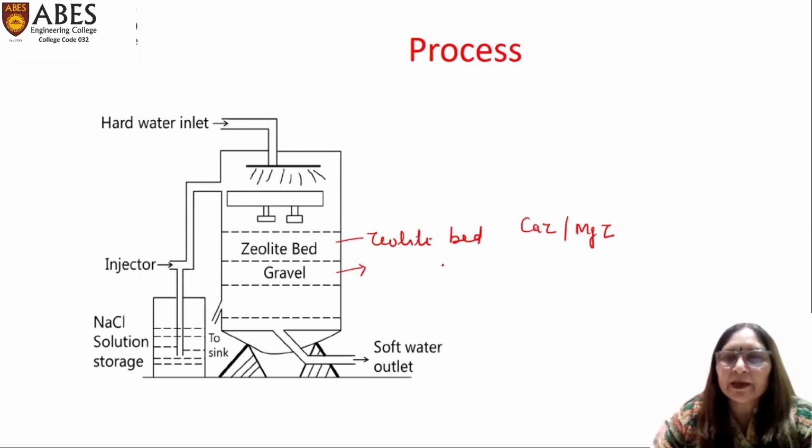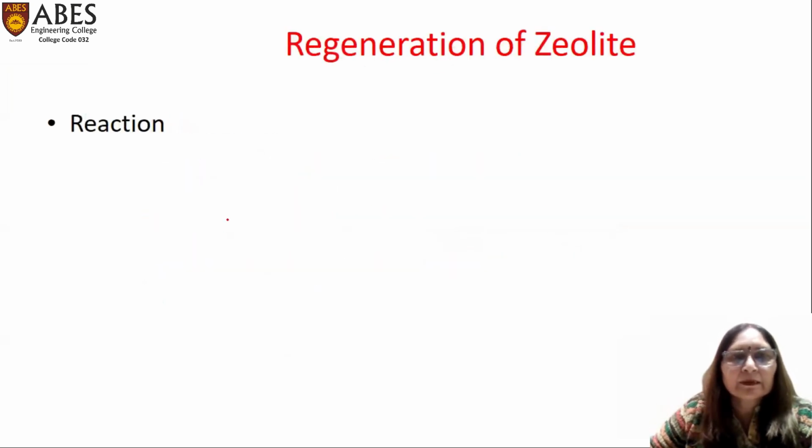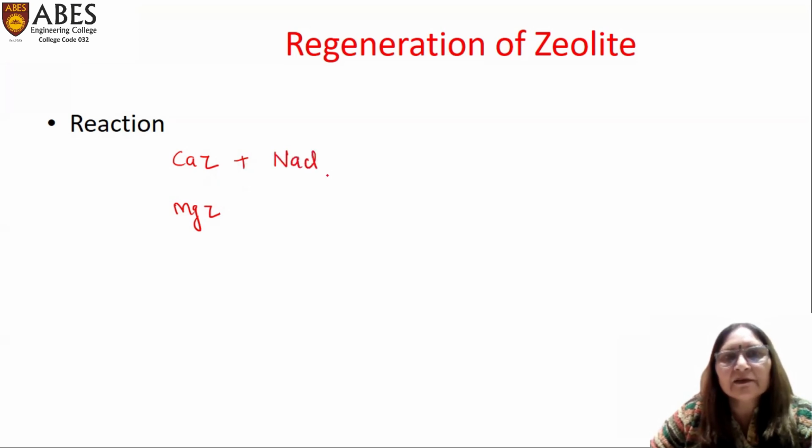After some time, the zeolite bed gets exhausted. At this stage, hard water is stopped and, with the help of the injector, we force NaCl to go to a particular tank for regeneration. Exhausted zeolite reacts with brine solution, that is NaCl. A 10% brine solution is used here for the regeneration of sodium zeolite for the process again.